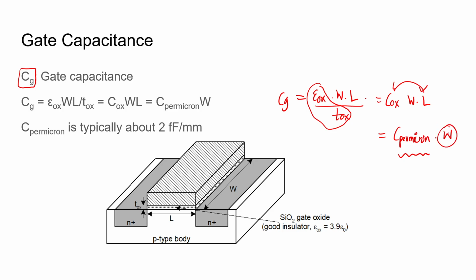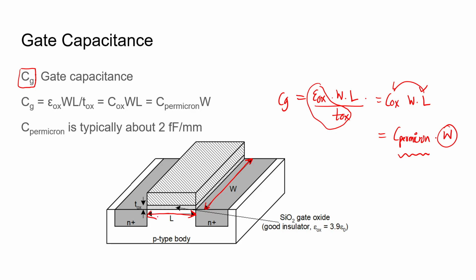This picture shows us again what the dimensions are of an NMOS device. We can see that the width of the NMOS device is calculated like this, and the length of the device is just calculated like this.